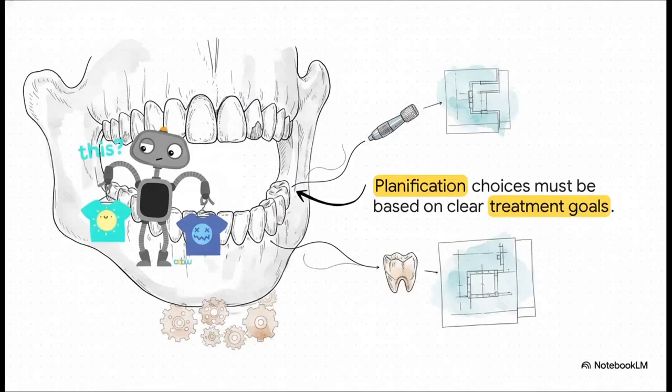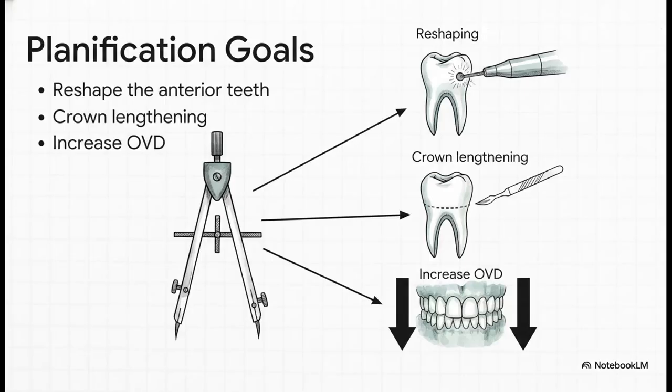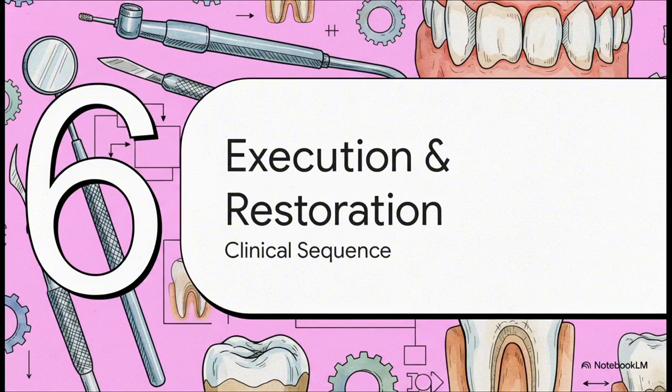At this point, you're at a crossroads. Your specific planification has to be driven by your overarching treatment goals. The diagnostic wax-up literally forces you to choose between distinct clinical paths to actually achieve the results you mapped out. Those established goals we just talked about are going to push you down one of 3 main avenues. You'll either figure out that you just need to reshape the anterior teeth, or you might realize you need surgical crown lengthening to physically gain restorative space, or, and this is a big one, you will methodically plan to increase the occlusal vertical dimension.